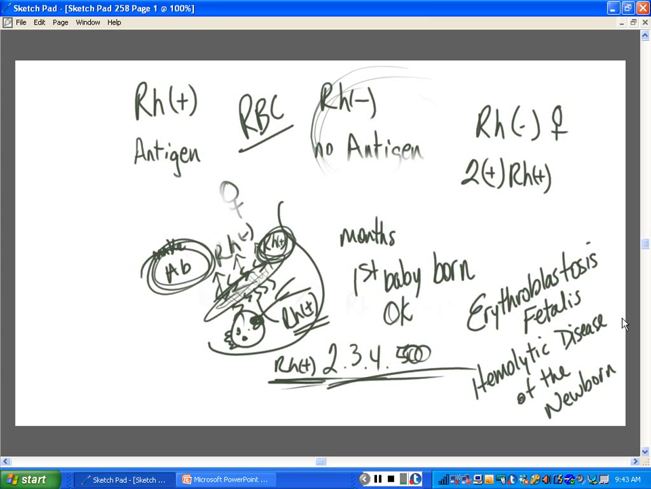So Rh negative moms get to take a shot called RhoGAM to help inhibit the production of those antibodies. Okay? Rh positive mom never has to worry about that because she won't produce them because that's her own blood type. And she wouldn't produce them for her own. But if it's a negative mom with a positive baby, they give them that. It's a gamma globulin shot. And it blocks the antibody production. So it's pretty cool.